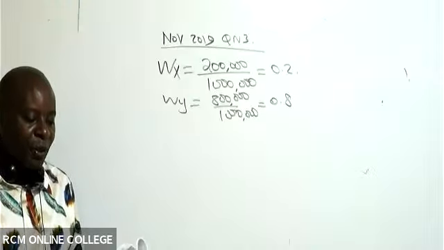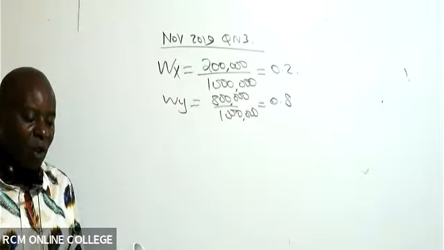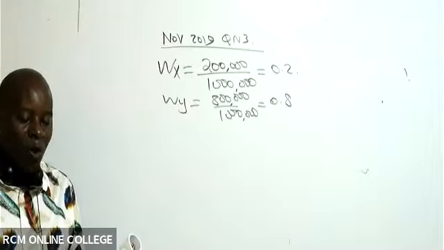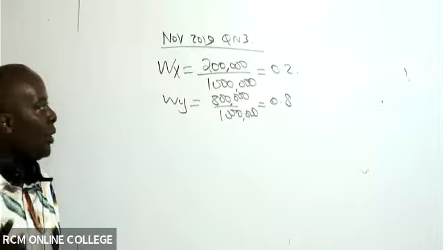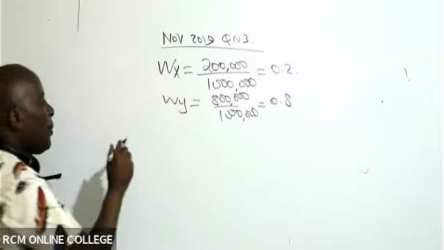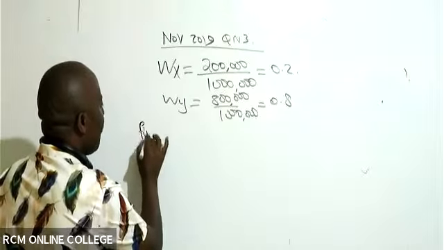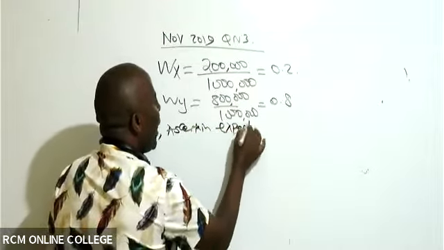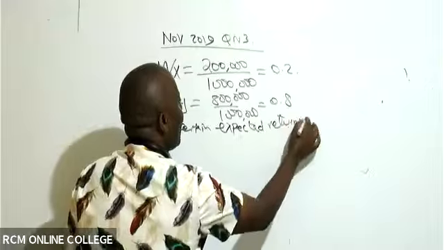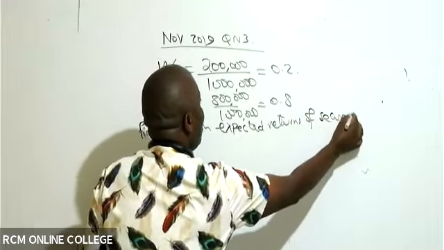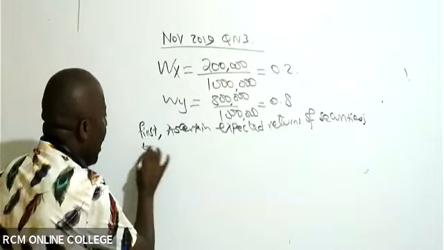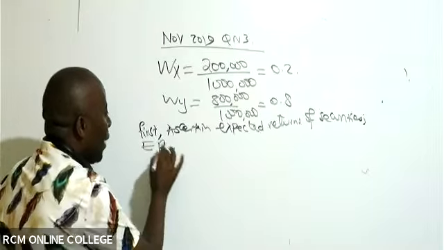Then you can see the returns on these two securities depend on the state of the economy as shown below. So you can see the state of the economy, the probability, returns on X, returns on Y. They want us to give them the expected return on the portfolio. So to get the expected return on the portfolio, first, ascertain expected returns of securities. So we shall first get expected returns of X.